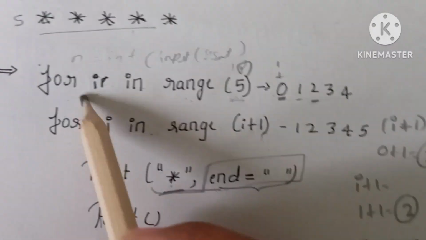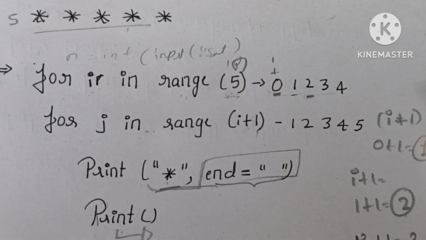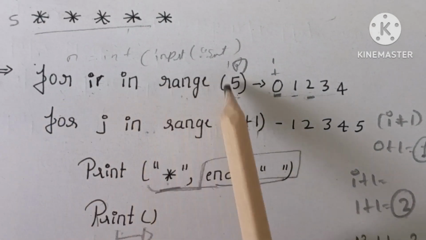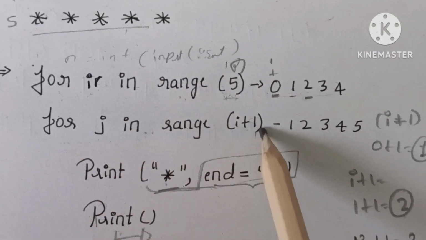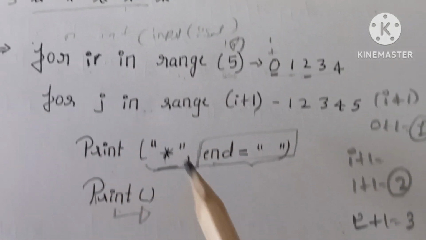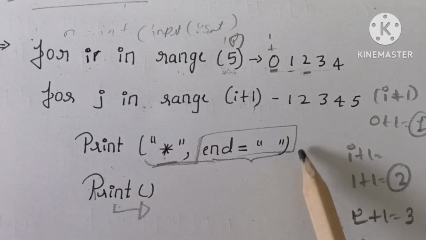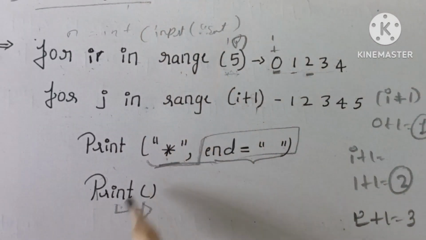Okay guys, nothing that much headache. Just for i in range 5, 0 1 2 3 4, for j in range i plus 1, print star, end equal to double quotation marks. For this you know that print. So this is the pattern function.